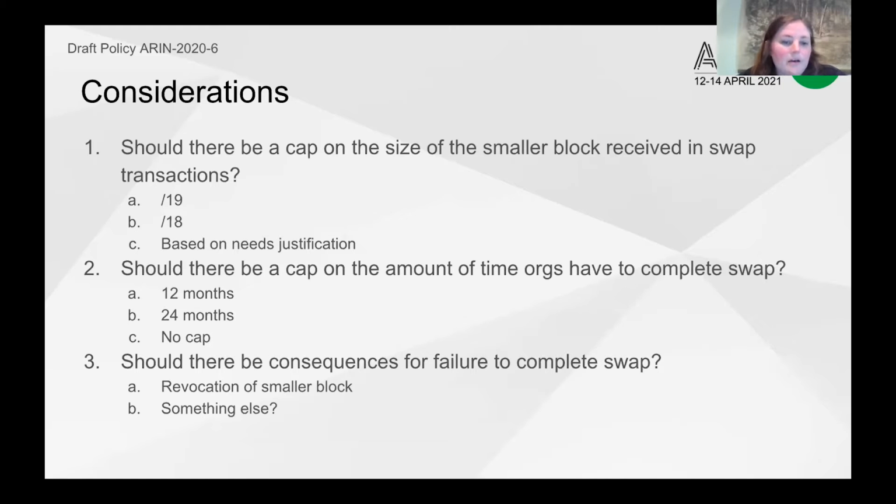And finally, should there be consequences for a failure to complete the swap? There have been some concerns expressed about the potential for abuse here. So one thing that's been thrown out is whether or not ARIN should revoke the smaller block that was received if they don't complete the transfer in a certain period of time, or if anyone else has some other ideas about what they think would be appropriate here, or if you think it should just be left to the parties to deal with, we'd like to hear that as well. Next slide, please.